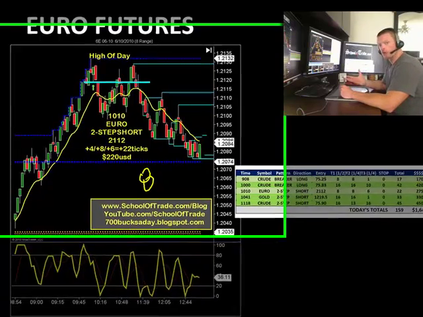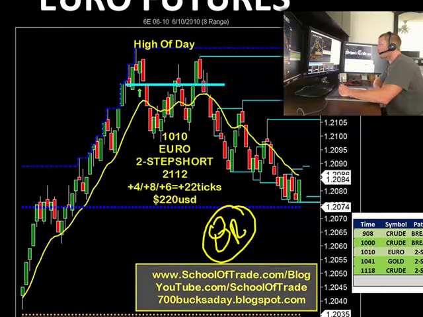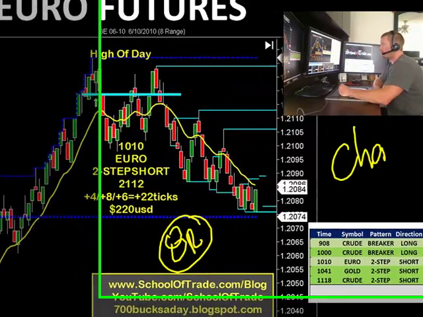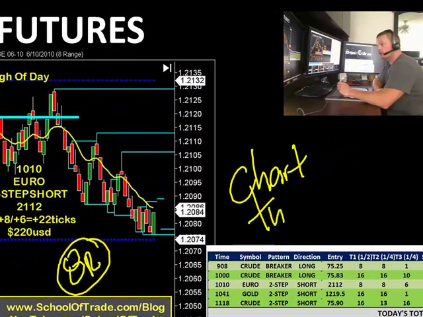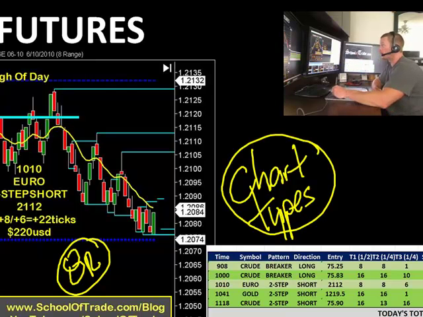Now guys, again, if you want more information about the different chart types we use, go to the blog right now. And on the blog, I want you to search for the term chart types. Okay, chart types. It's in the search button on the blog. That will take you right to a video we did. It'll show you guys all about the different chart types we use.